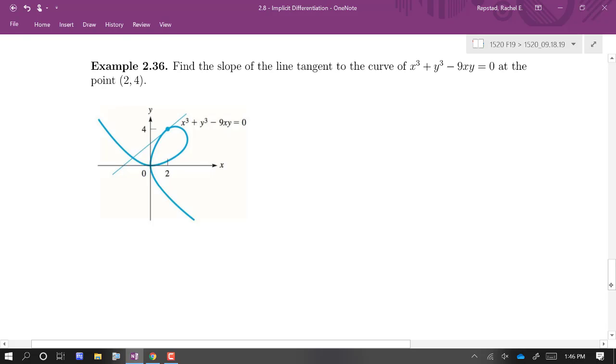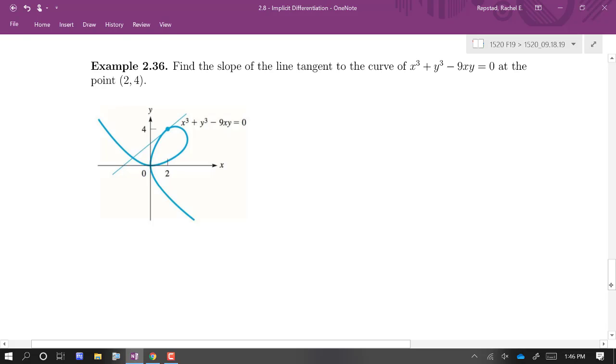Let's do another one. Here's a curve defined by that equation. It's an implicit function. It does not define y as a function of x, and I can tell that because it fails the vertical line test a whole bunch of times.